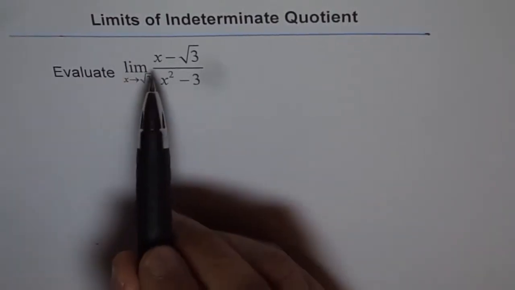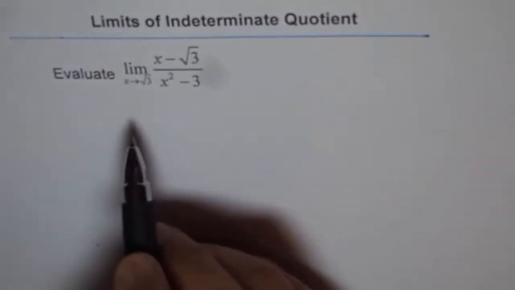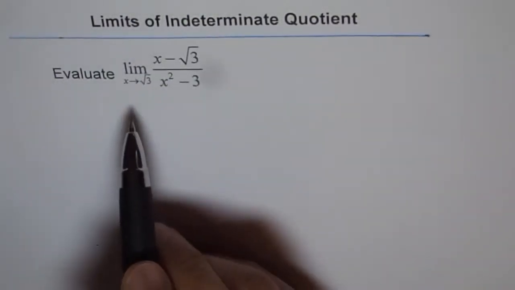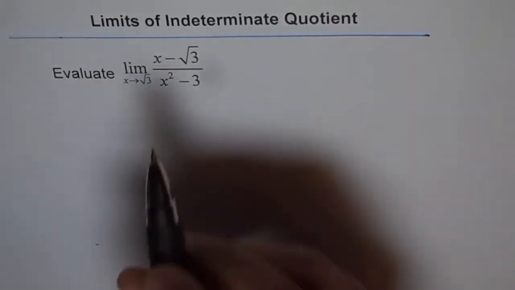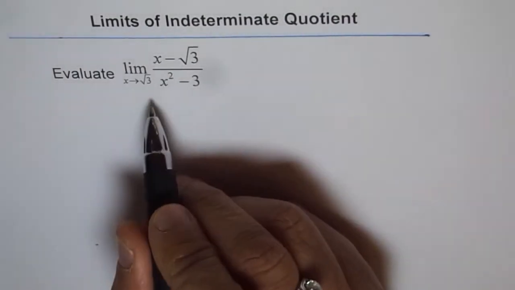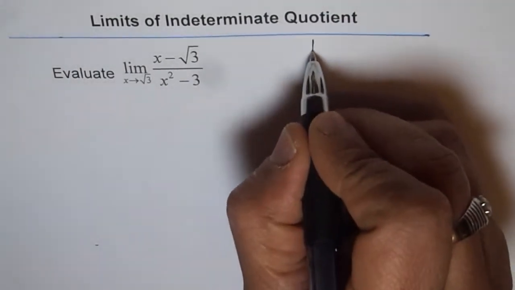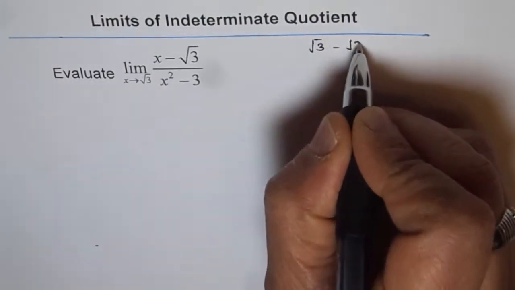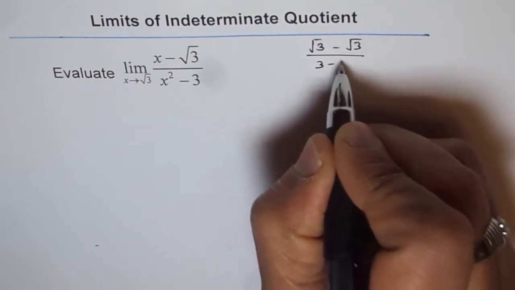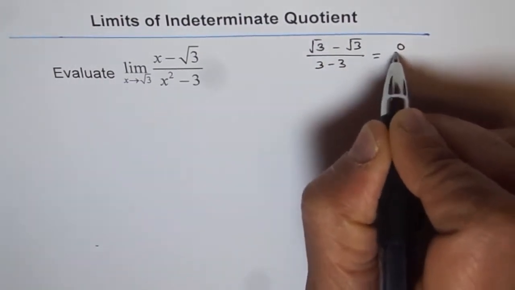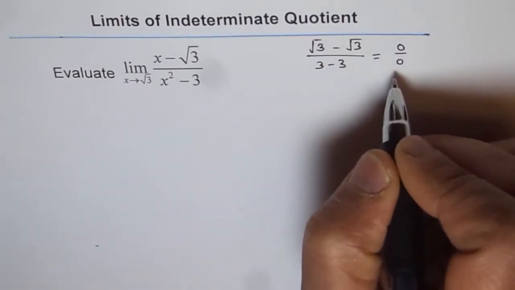Evaluate the limit of (x minus square root 3) divided by (x squared minus 3) as x approaches square root 3. Now, if we substitute square root 3 for x, what do we get? We get (square root 3 minus square root 3) divided by (square root 3 squared is 3, so 3 minus 3), which is 0 over 0. So that is an indeterminate form.